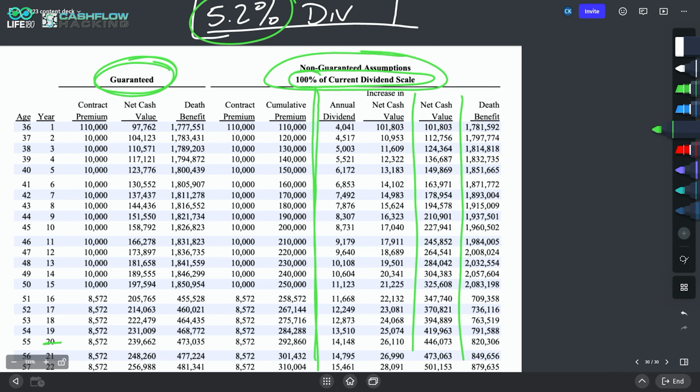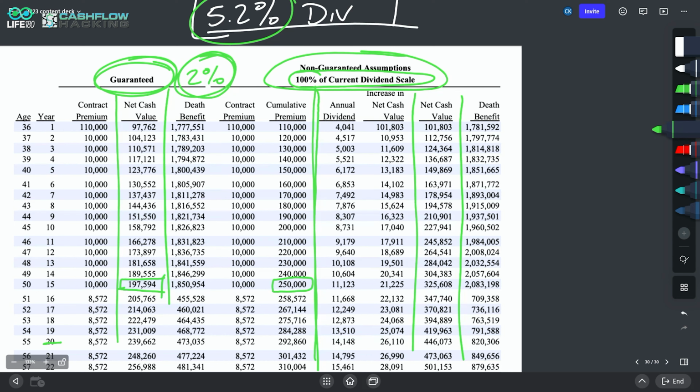The guarantee over here is assuming a 2% guarantee. Now, these numbers on the net cash value on a guaranteed basis are based on this 2% number, and they're not quite as good as you'd have in a banking account. You look at this, you have a cumulative premium of about $250,000, and your net cash value is only $197,000. So on a guaranteed basis, you're behind the 8 ball. Now, there are other companies that have better guarantees that we represent.